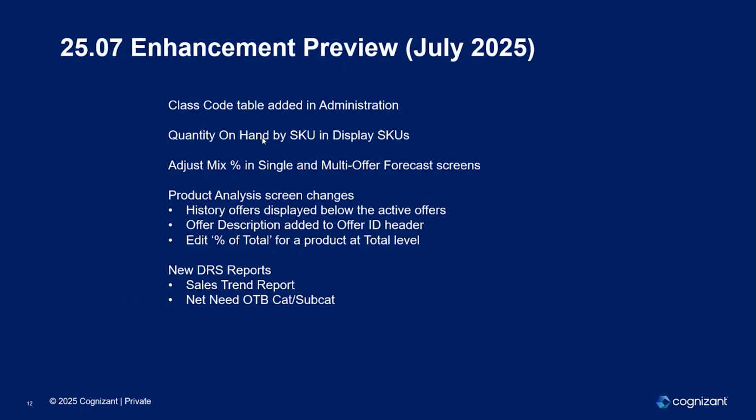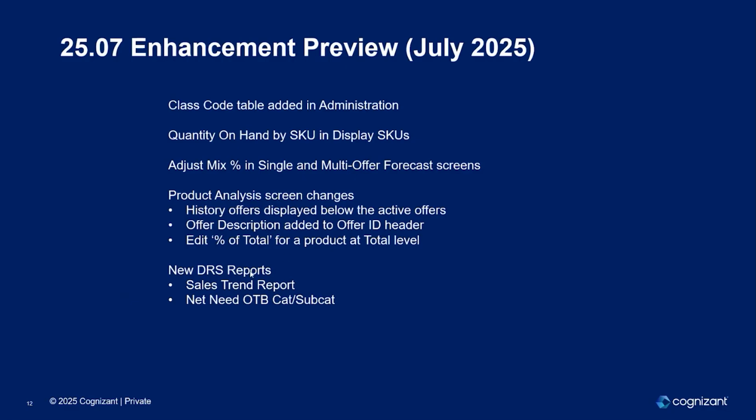We are also introducing the ability to adjust the mixed percentages in both the single and the multi-offer forecast screen. And then you can see here also several changes related to product analysis, again just to make it easier: visibility to your history offers while you're viewing active offers, improvements to editing at that total level, as well as descriptions and additional information to help give you all the information in one single screen.